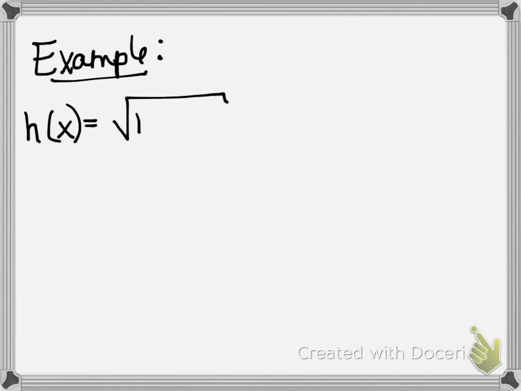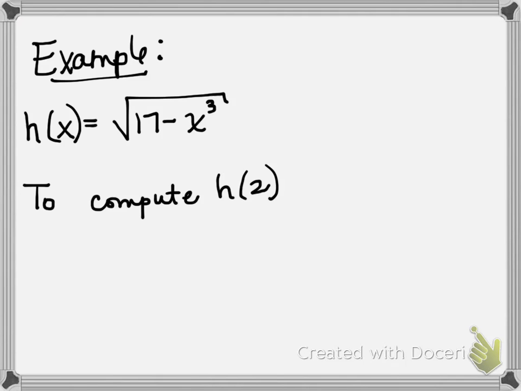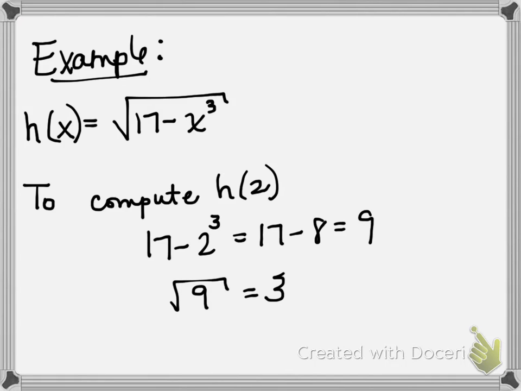Let's take this function h of x, which is the square root of 17 minus x cubed. Now, if we wanted to compute h of 2, what many of you would do is first compute 17 minus 2 cubed, which of course is 17 minus 8, or 9. Then you would take the square root of 9, which is 3. That consisted of two steps. We would say that h of 2 is 3.